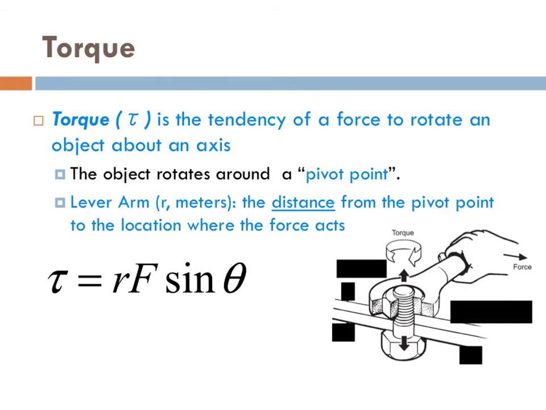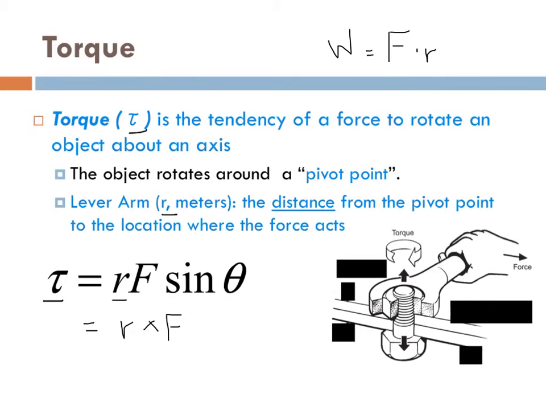Now, lever arm, which is going to be represented by an R, is going to be in meters, and it is the distance from the pivot point to the location where the force acts. Now, this equation actually comes from the cross product R cross F. Now, it's very similar to the dot product that we saw when we were talking about work, but this is a cross product.